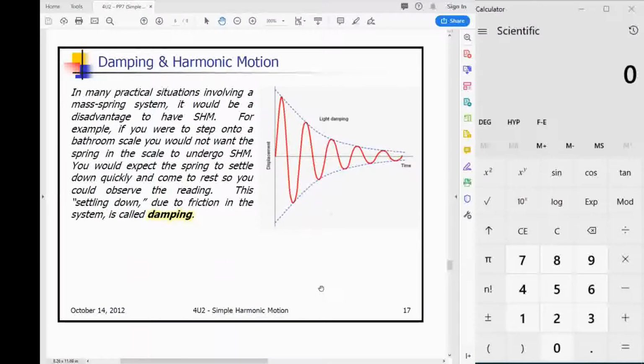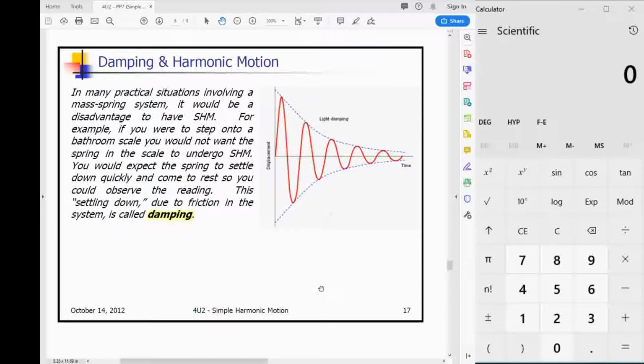So I've referred to damping a bit, and what damping is, you can think of it as a settling down of a system. So this image that we have here of a graph, you can imagine that this was a sinusoidal function or sinusoidal simple harmonic motion.